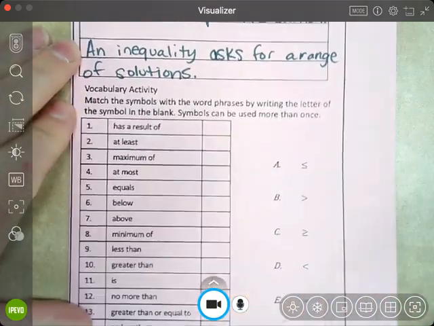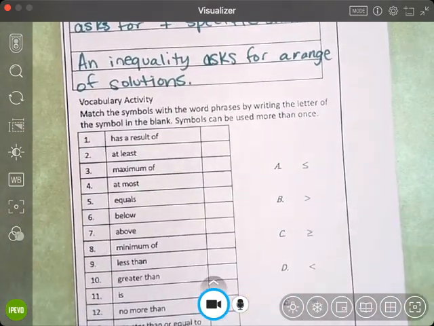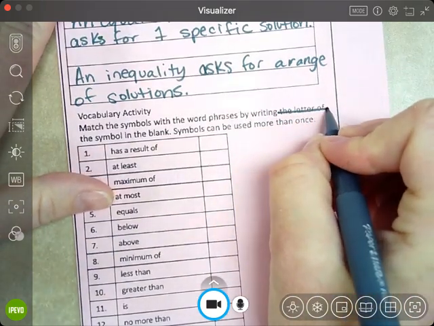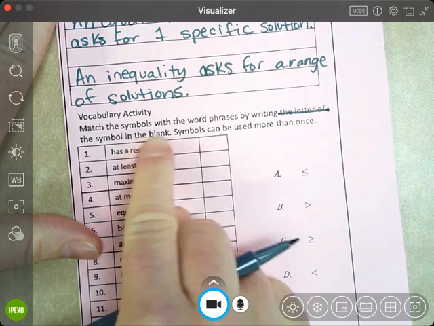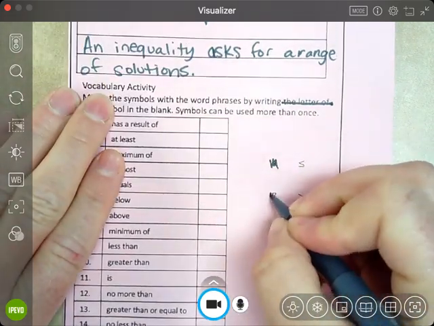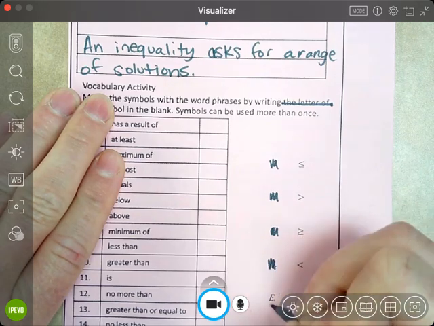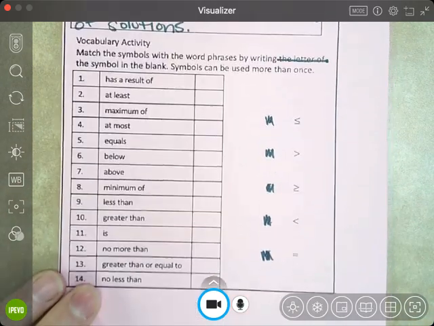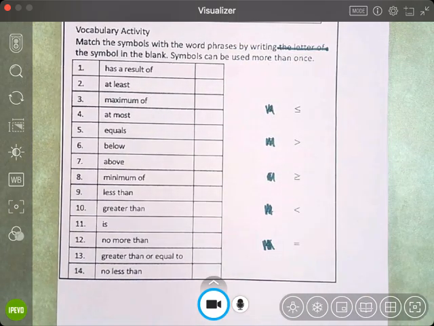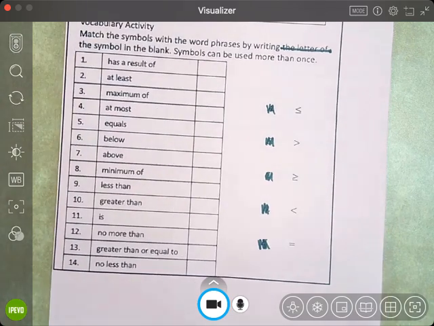The vocabulary activity. We are going to match the symbols with the word phrases. I'm not going to have you write the letter. Instead, I'm going to have you write the symbol in the blank. Symbols can be used more than once. So we're not even going to worry about A, B, C, D, E. I think it's better, especially as we're going through problems, that we can use these symbols and look back. So I'm going to give you a few minutes to fill this in.